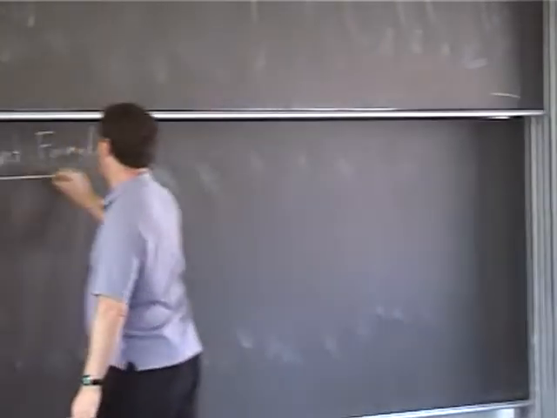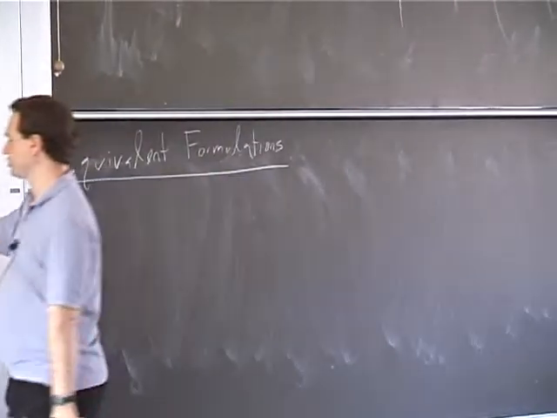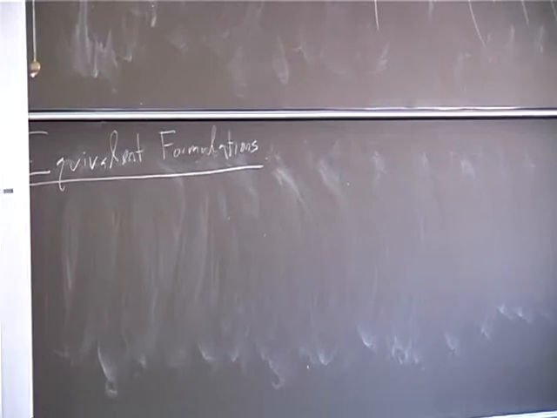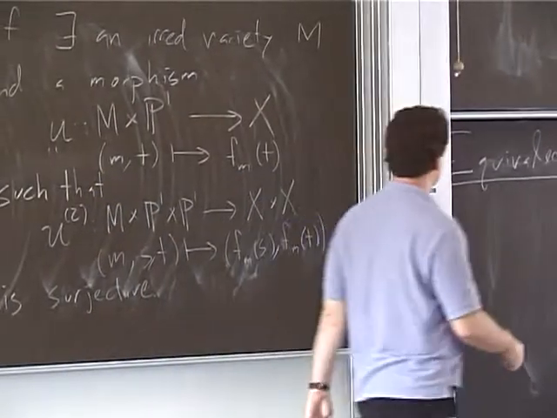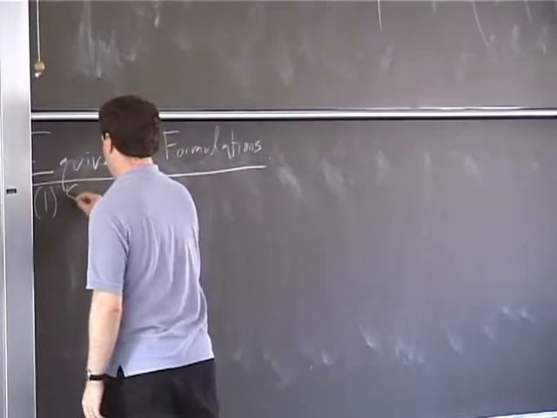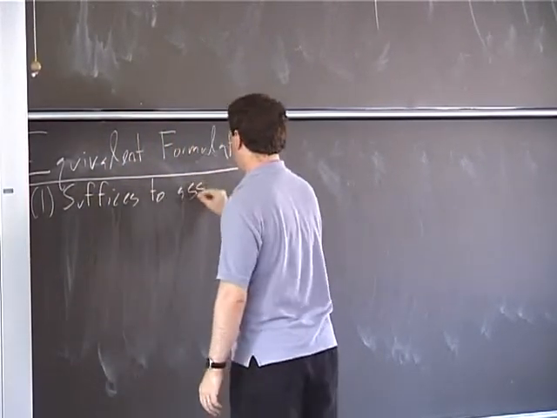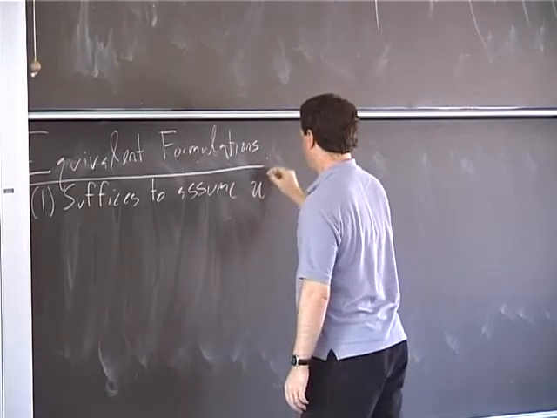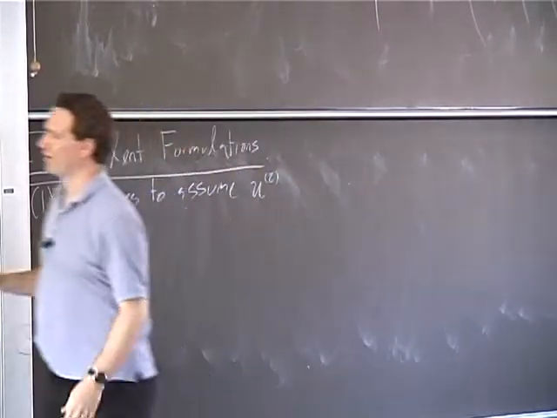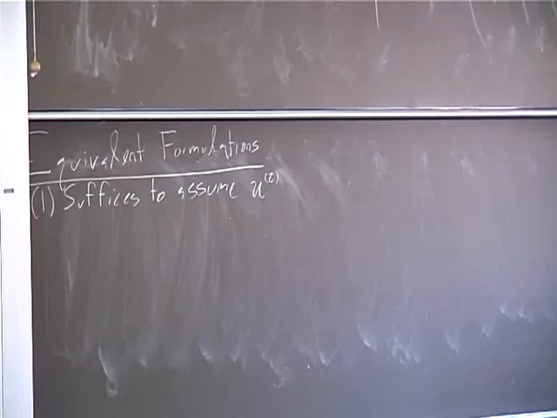So one thing is, we don't need to assume this is surjective. It suffices to assume that it's dominant, that the image is dense. So one suffices to assume U2. Oh, one of the most important things, I have to say this.